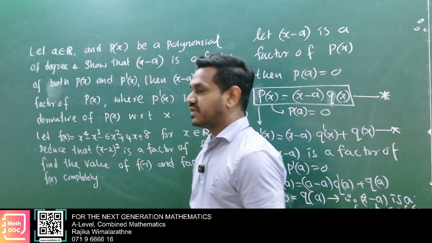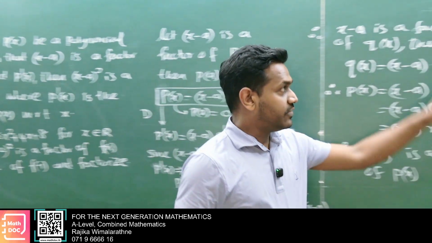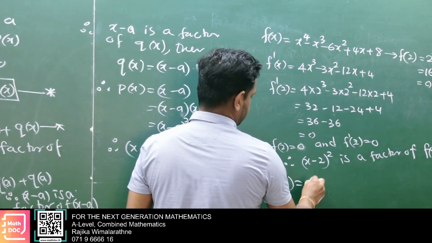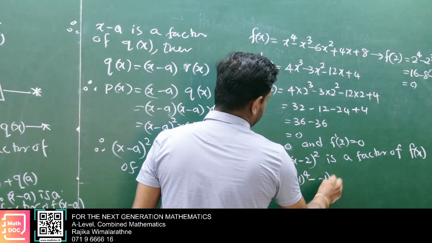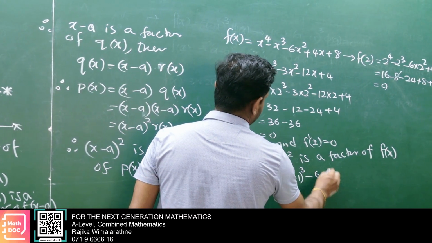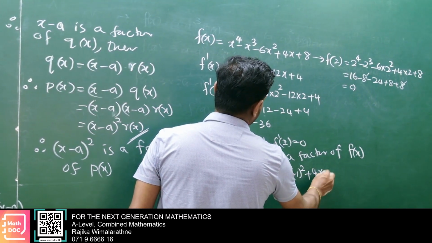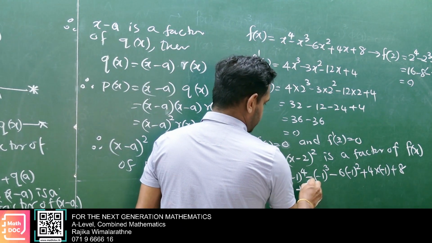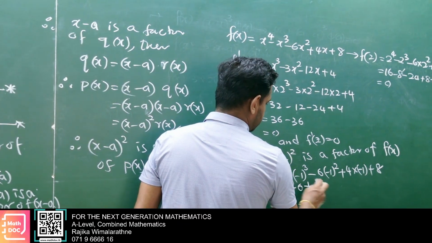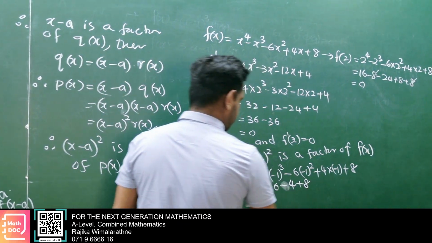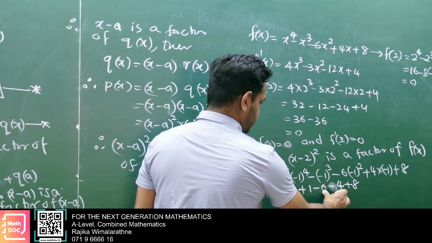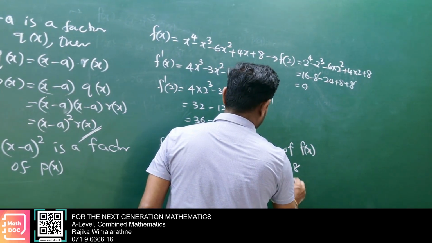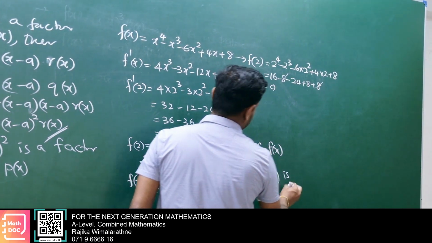Find the value of f(minus 1). Then f(x) is given, so we find f(minus 1). Substitute minus 1: minus 1 to the power 4, minus minus 1 cubed, minus 6 into minus 1 squared, plus 4 into minus 1, plus 8. Here 1 plus 1 minus 6 minus 4 plus 8: 10 minus 10 gives 0. We get 0. Therefore, x plus 1 is a factor.